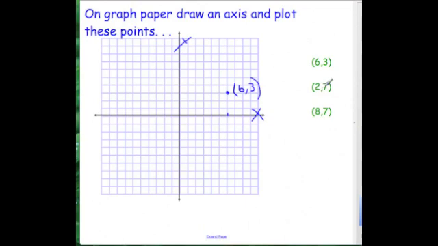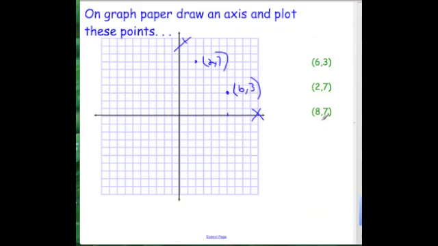Let's do our next one, 2, 7. First we know that we are going to go along our x-axis with our first number, which is 2. So we come to our origin and we go over 1, 2. And we come back and we look that the 7 is on our y-axis, so we know that we have to go up 7. So from our 2, we go up 1, 2, 3, 4, 5, 6, 7. So we just graphed parentheses 2, 7.